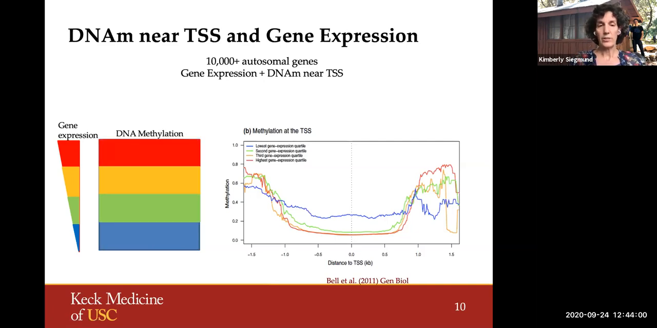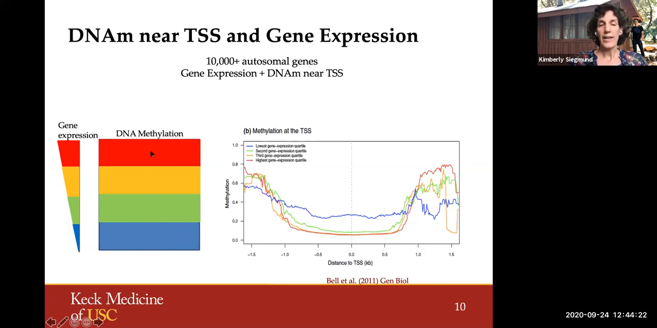And then I'm just going to divide up my methylation data by those quartiles of gene expression, and take an average within the quartile, and that's what's plotted on the right. So each line here represents the average of, you know, 2,500 genes, from genes that have the lowest expression in the tissue to the genes with the highest expression.